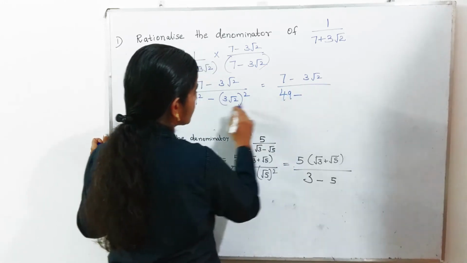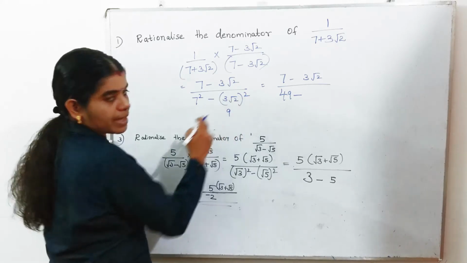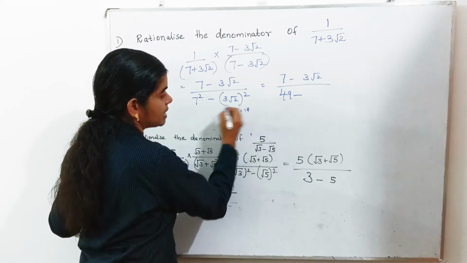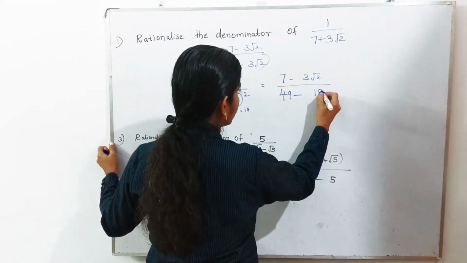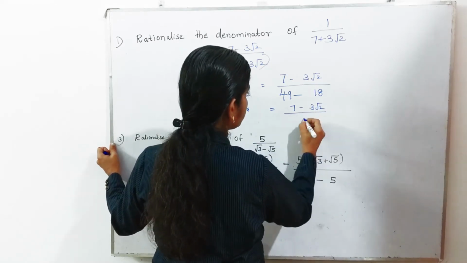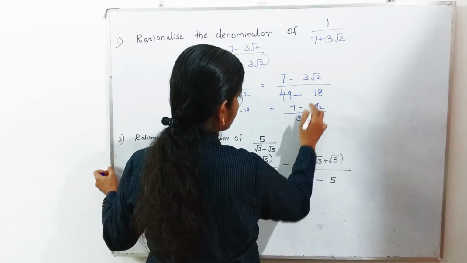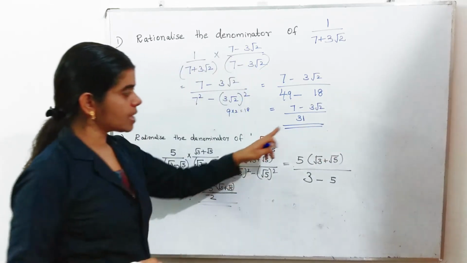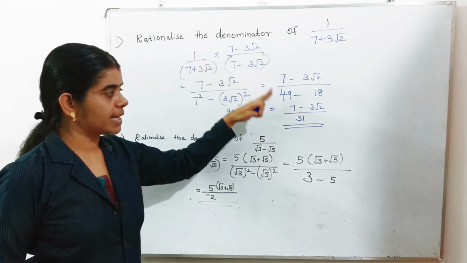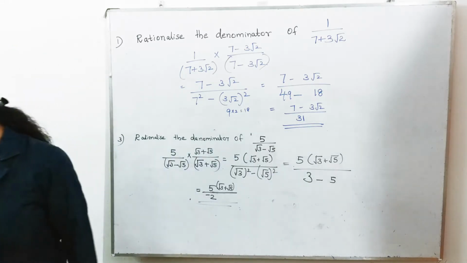How can we square this? 3 square means 9. Root 2 square means 2. Then 9 into 2 will be 18. 49 minus 18 is 31. Because our denominator now becomes 31, it is already rationalized. Therefore, our answer will be 7 minus 3 root 2 by 31.